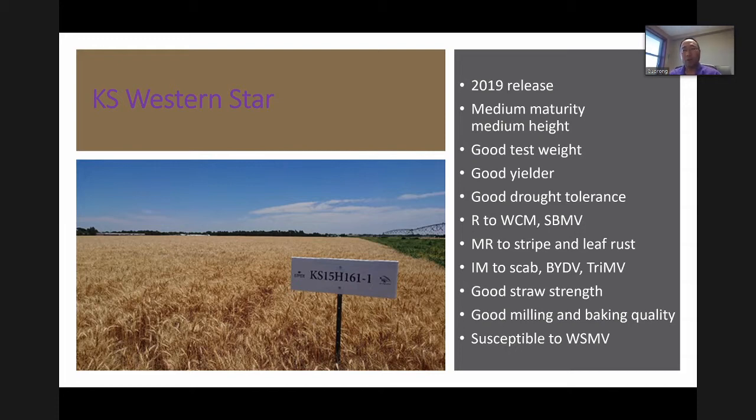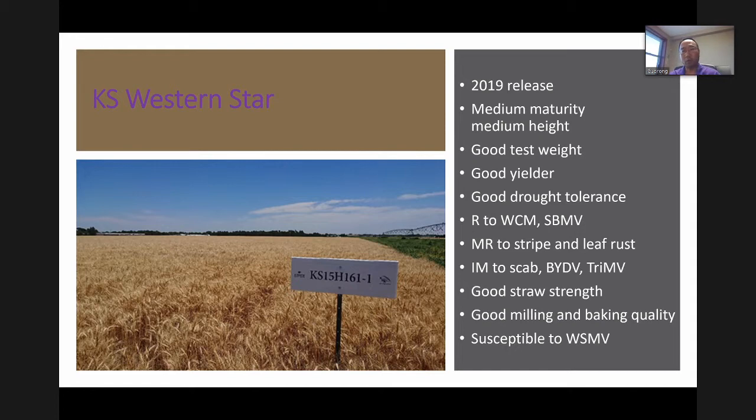And also it has intermediate reaction to the triticum mosaic virus. So you add these two together, I think we'll have a very good protection from those mosaic virus diseases. This is very important for Western Kansas. And we can also tell this variety has moderate resistance to both stripe rust and leaf rust, and it has resistance to the soil-borne mosaic virus.